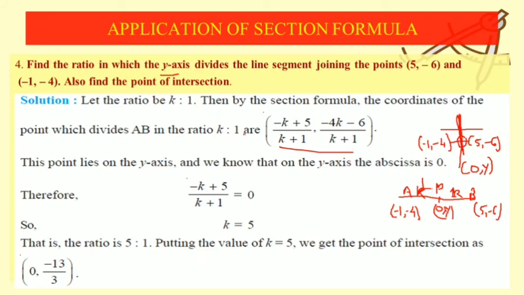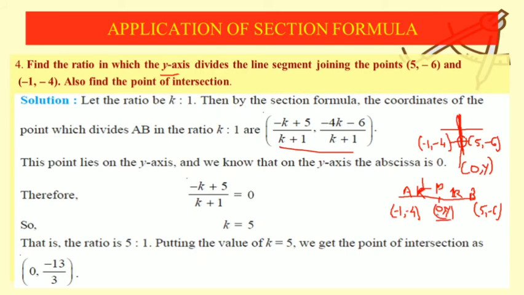Now we got the value for x coordinate this way and y coordinate this way. We can take this k and this 1 also, and we can take k this and 1 also. It doesn't make any difference. So this way, k multiply minus 1 minus k, 1 multiply 5 plus 5 upon k plus 1. Similarly, k into minus 4 minus 4k and 1 into minus 6 upon sum of the ratio. Now these are the coordinates for this point P.